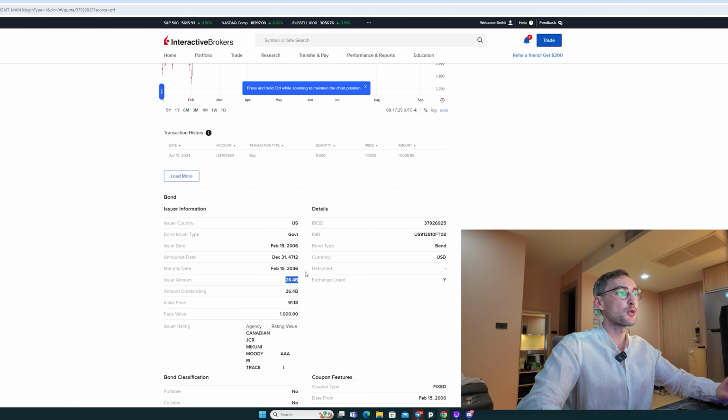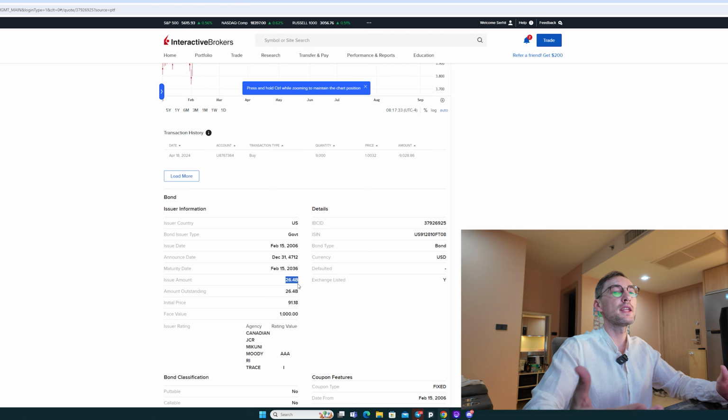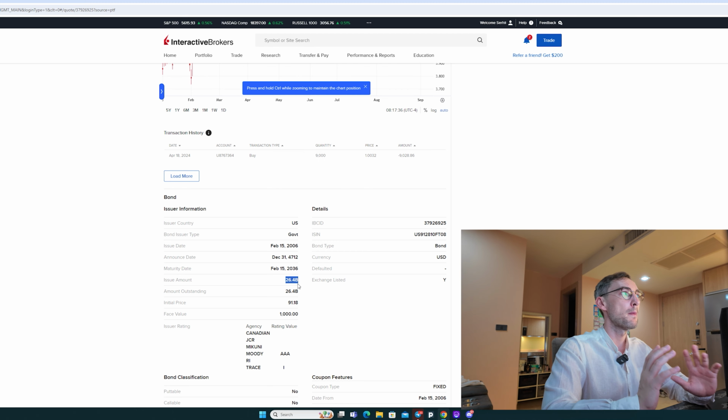So through that bond, the US government acquired 26.4 billion US dollars. So this is how they got money, and this is the big story about how much debt the US government has, like more than 100% of GDP.